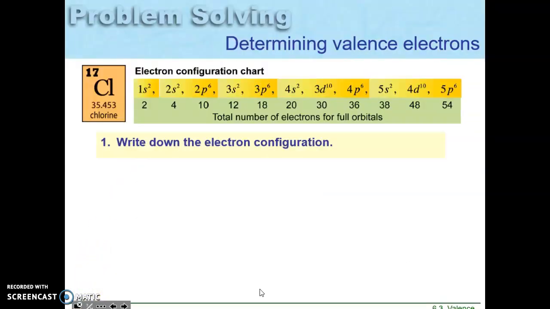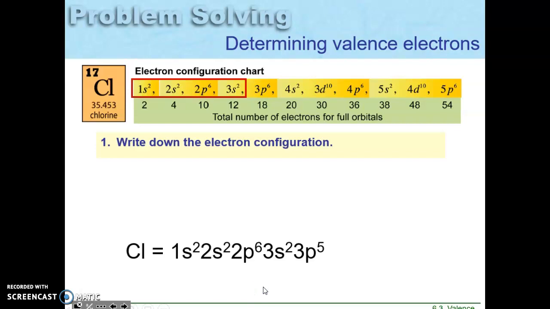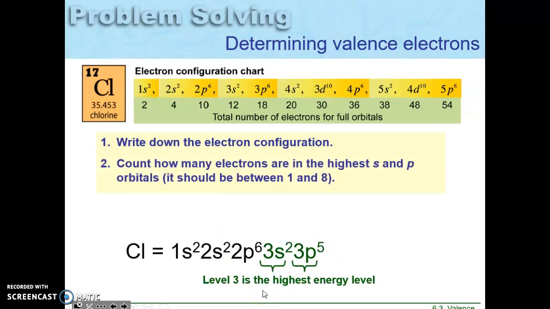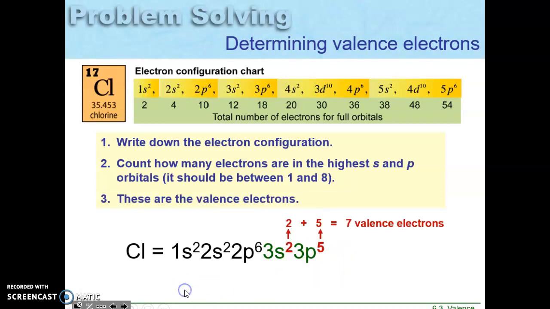Let's try this again. Please write down the full electron configuration for chlorine. If you wrote down 1s2, 2s2, 2p6, 3s2, 3p5, you would be correct. Good job. Now we're going to look at the highest S and P orbitals. So maybe you could circle them on your paper. And we have 2 in 3s and 5 in 3p. 2 plus 5 is 7. Chlorine has 7 valence electrons. So you want to write 7 valence electrons.